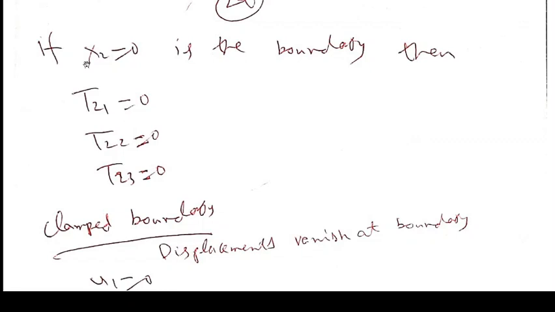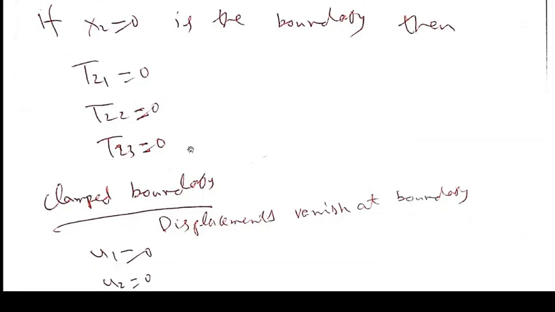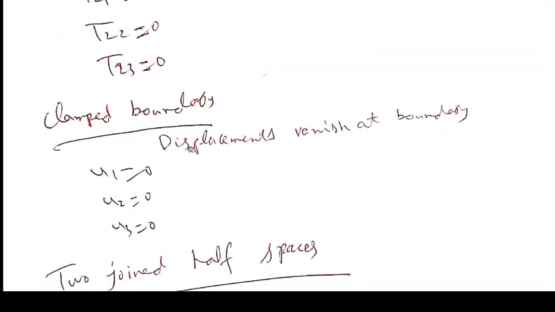Suppose that we have this type of boundary x2 equal to 0, then these components of stresses will be considered, and they will be equal to 0 at this boundary. This 2 is because of x2, and this is 1, 2, 3 component, so that we have t2j, with j equal to 1, 2 and 3, and they all will be 0 at this boundary. And if you have a clamped boundary, then at the clamped boundary we mean that displacement will vanish at the boundary. Displacement components u1, u2, u3 will be 0 at that boundary.